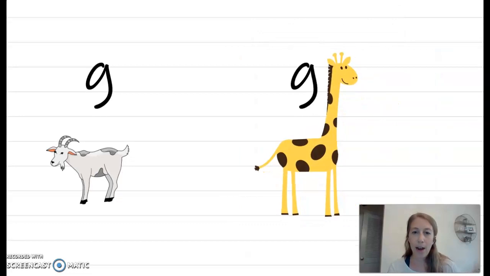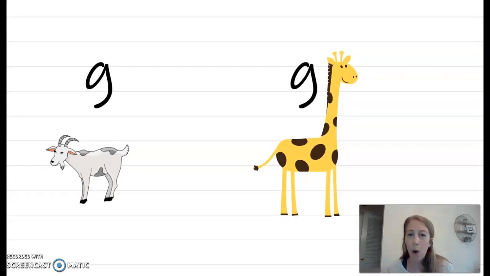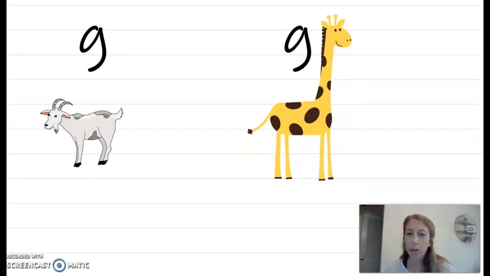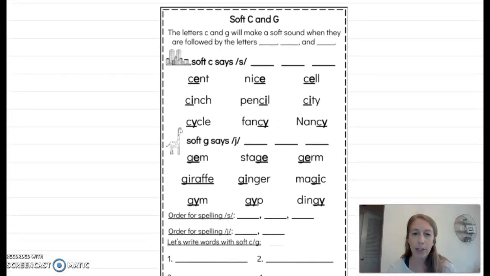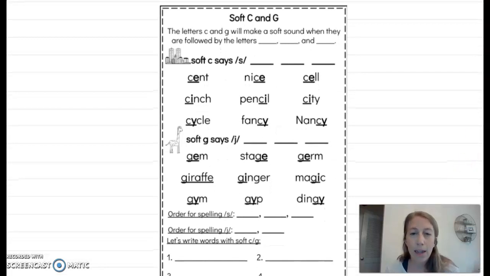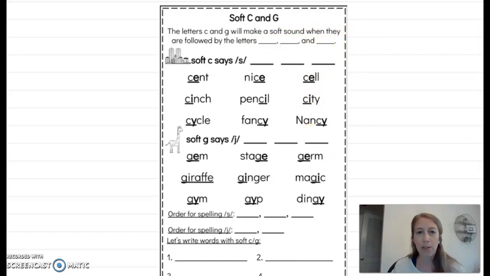So now I want to talk about why our letters will make those soft sounds. What is the rule that tells us when it's going to make a hard or soft sound? So I'm going to pull up the reading sheet and you can do the same. And it says soft C and G. The letters C and G will make a soft sound when they are followed by the letters blank, blank, and blank. Well, before I put those letters up there, let's go ahead and take a look at the soft C sound first.